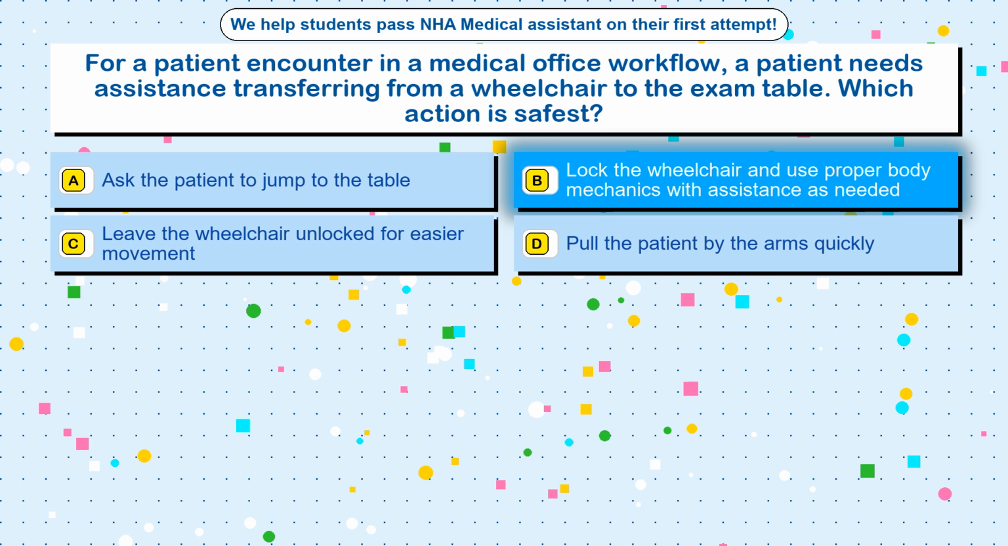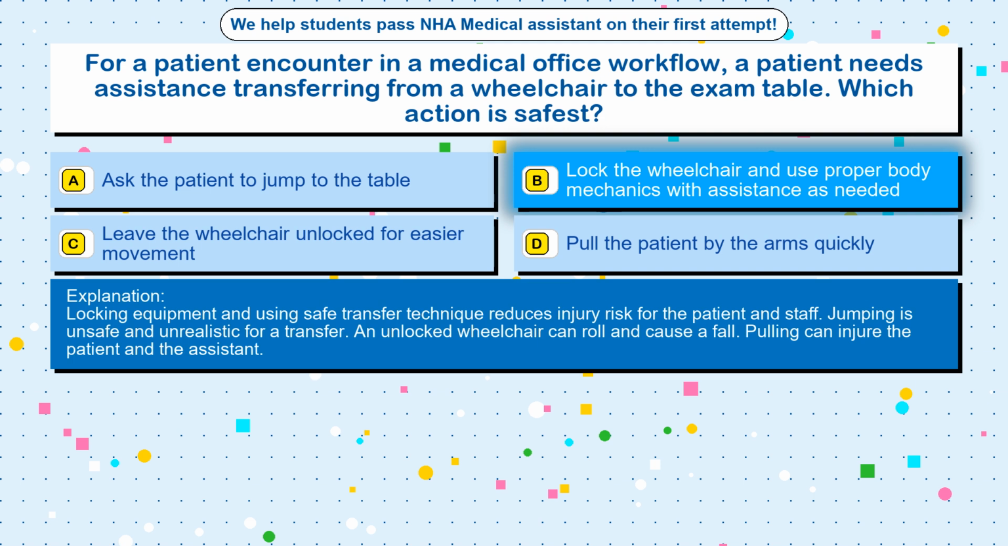The correct answer is option B. Lock the wheelchair and use proper body mechanics with assistance as needed. Locking equipment and using safe transfer technique reduces injury risk for the patient and staff. Jumping is unsafe and unrealistic for a transfer. An unlocked wheelchair can roll and cause a fall. Pulling can injure the patient and the assistant.